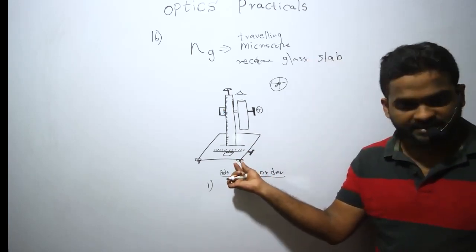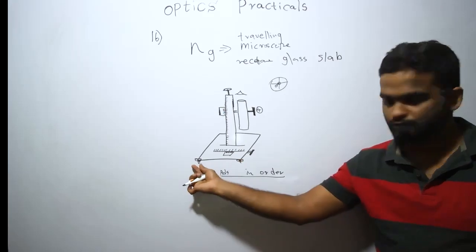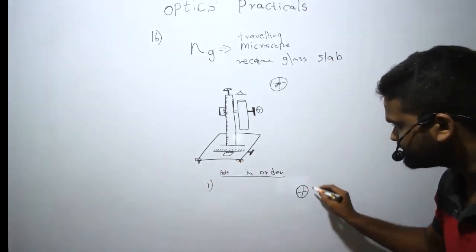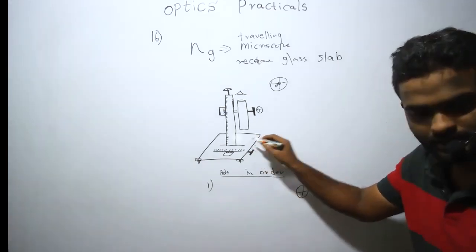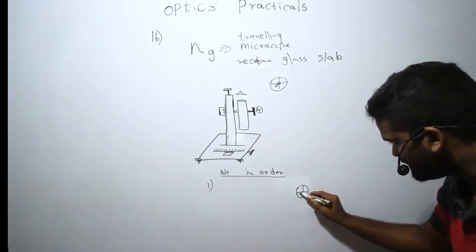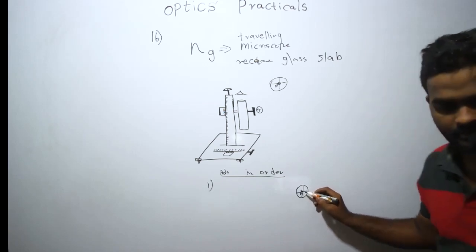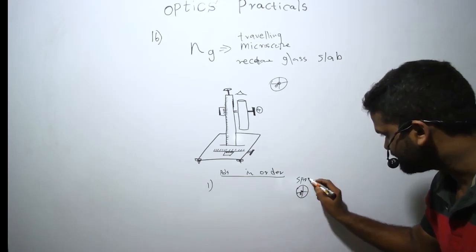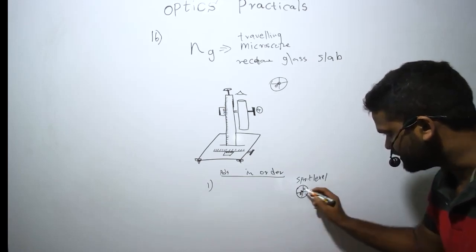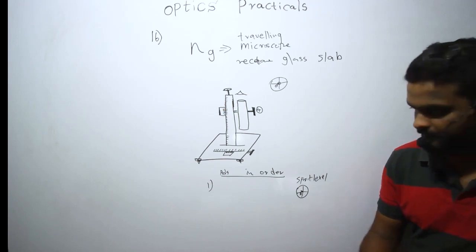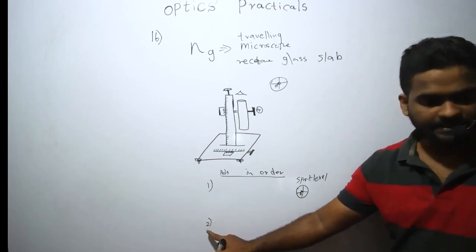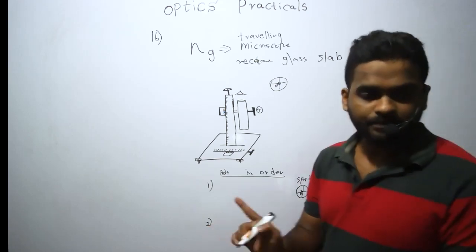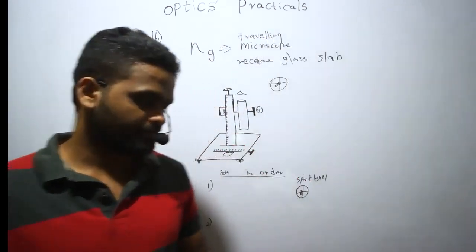You can use these screws to do that adjustment. There is a spirit balance on this base. You have to bring the air bubble into the center when you adjust that. You can draw that from the side. This is called a spirit level. Then the second adjustment: adjusting the eyepiece.